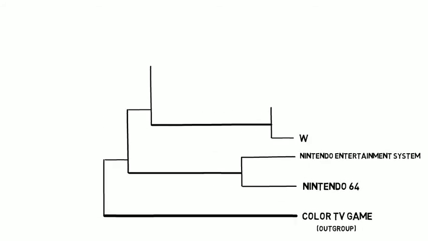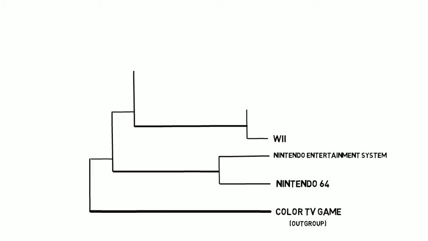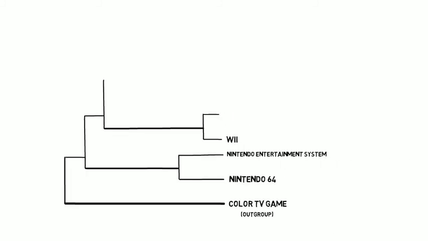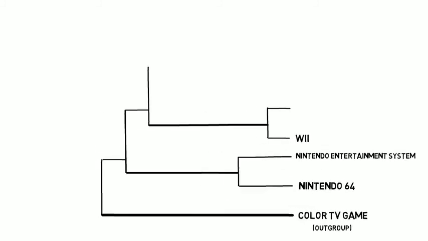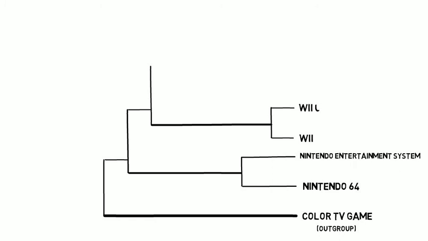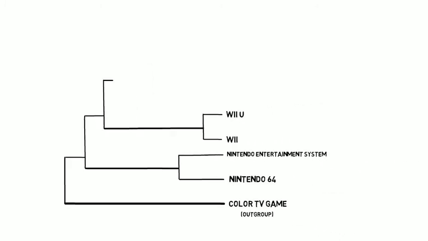After the Color TV game, Nintendo had the development of controllers and later the development of game cartridges, leading to the development of the Nintendo Entertainment System and the Nintendo 64 console. Further development of the Nintendo systems led to the capability of online play and later the development of wireless controllers, where we see the Wii and Wii U here on the tree.